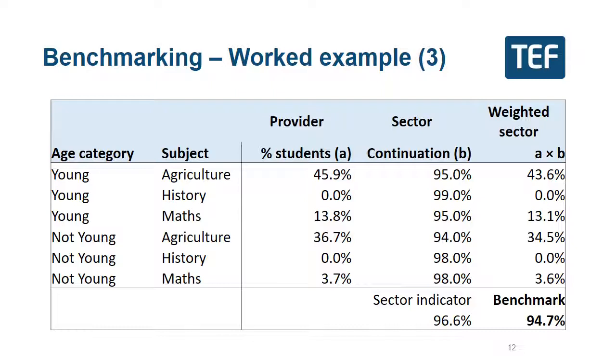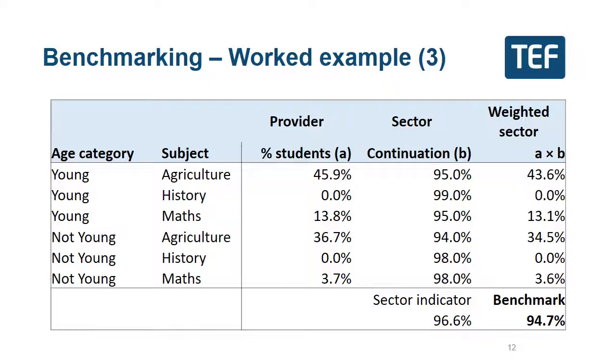We apply that calculation to each of the different combinations of age and subject, i.e. each row of the table, and adding up the different weighted sector figures gives us the provider's benchmark, which is based on the characteristics of students and subjects at the provider. Here, it gives the provider a benchmark of 94.7%.